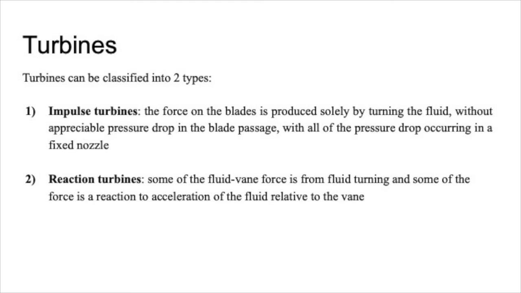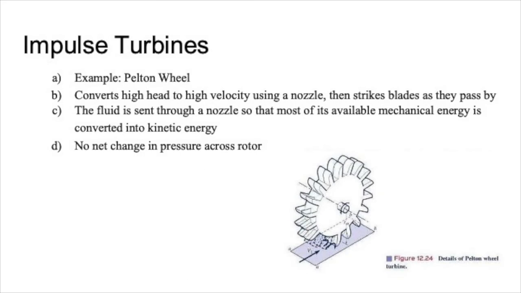The next topic we'll be going into are turbines, which can be classified into two types, impulse turbines and reaction turbines. In impulse turbines, the force on the blades is produced solely by turning the fluid with all of the pressure drop occurring in a fixed nozzle. An example would be the Pelton wheel. It's essentially an improved water wheel, and it's characterized by tangential flow, and is most efficient when operated at lower flow rates and with a larger head.